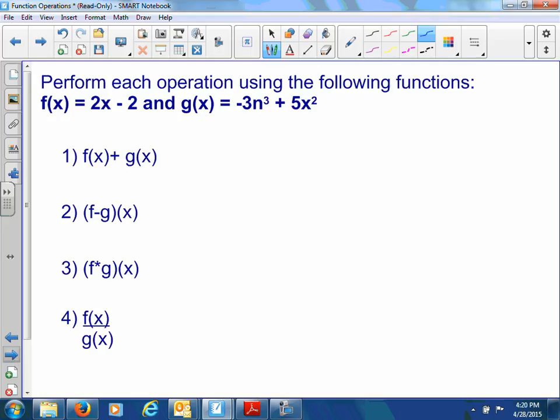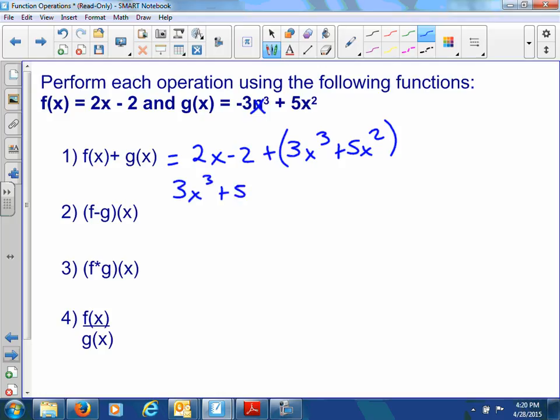One last example, f of x plus g of x, 2x minus 2, and this should be an x cubed here, plus 3x cubed plus 5x squared. There are no like terms, so we'll just write it in standard form. 3x cubed plus 5x squared plus 2x minus 2.